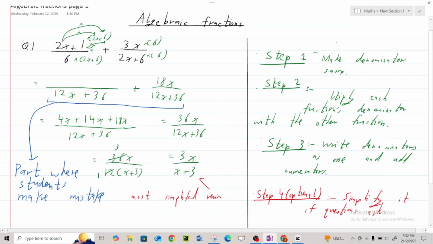Most people mess up algebraic fractions, not because they're hard, but because they're taught the wrong way. In this video, I'll show you the simplest method that actually makes sense. Stick around, and you'll never struggle with them again.